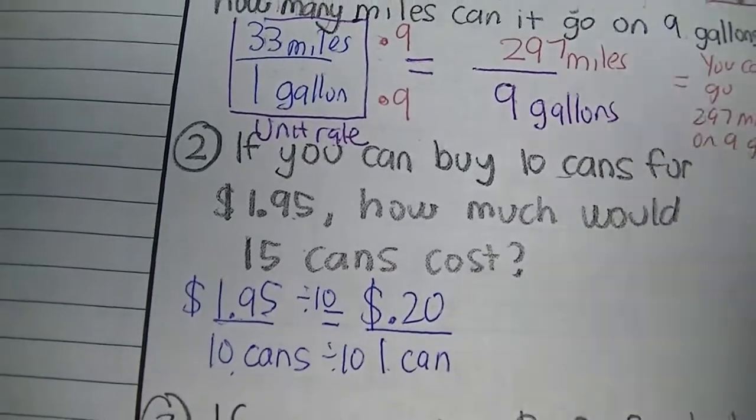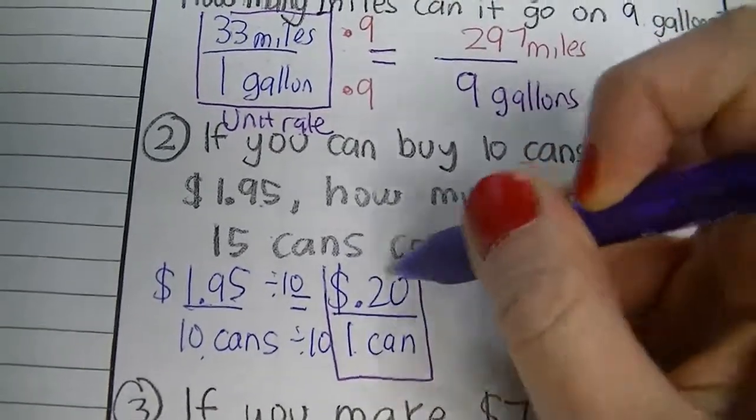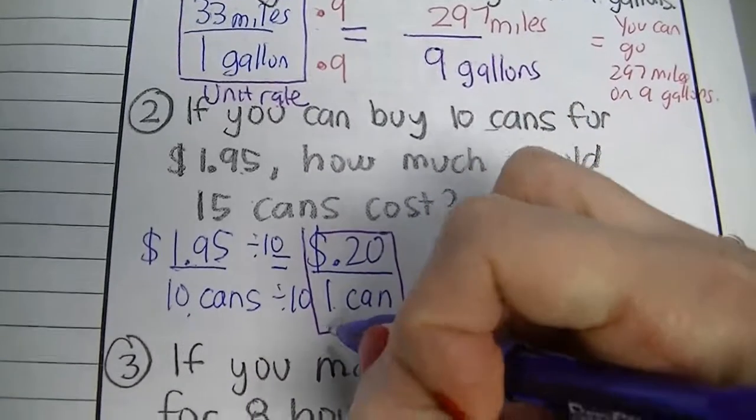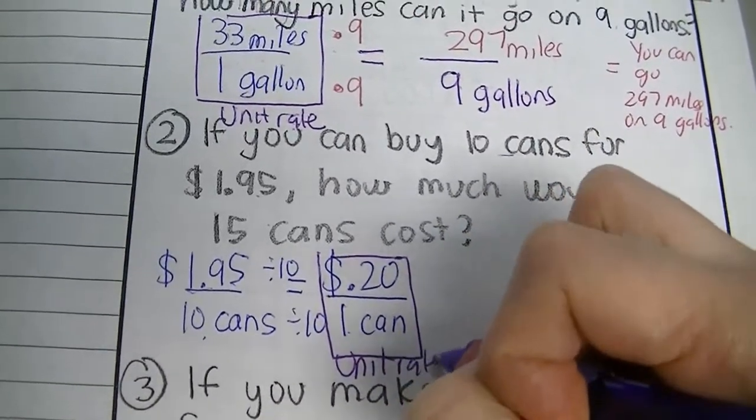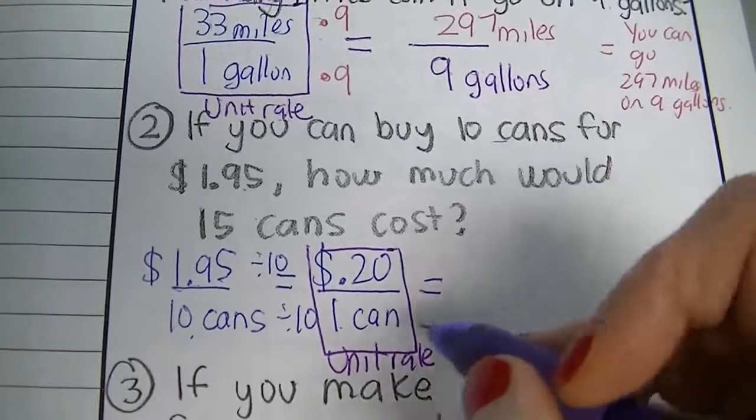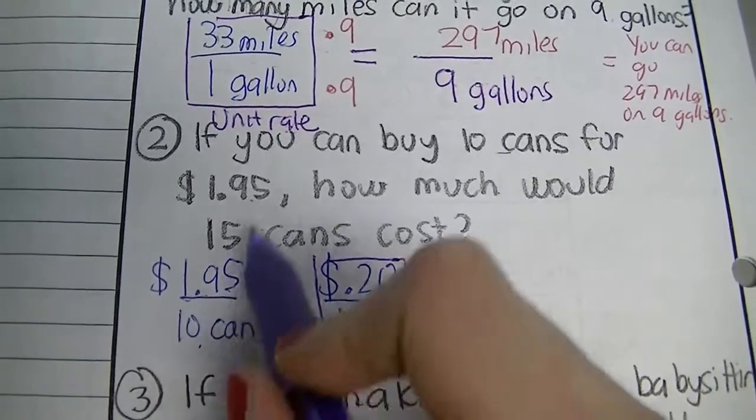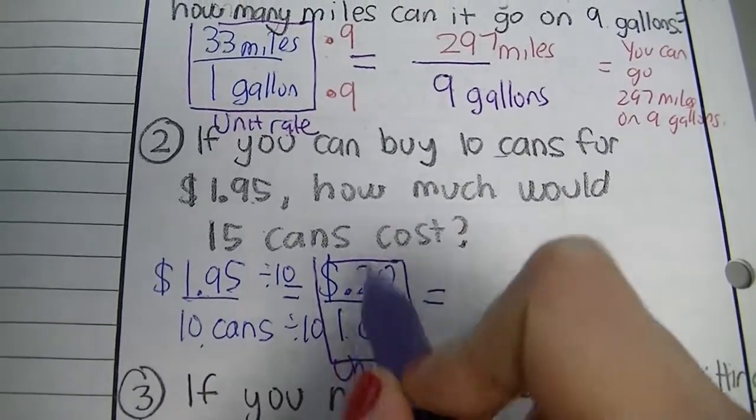Okay, that right there, put your box around it, that is the unit rate. That's what's going to help you figure out the rest of the problem. Okay? So to find the unit rate, we found it. We set up the rate and then we divided it to figure out the unit rate.